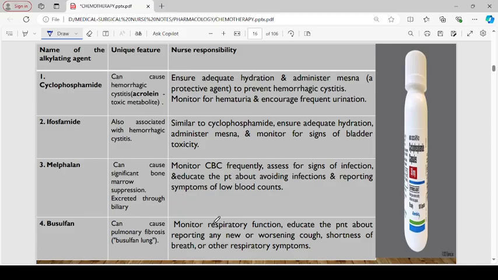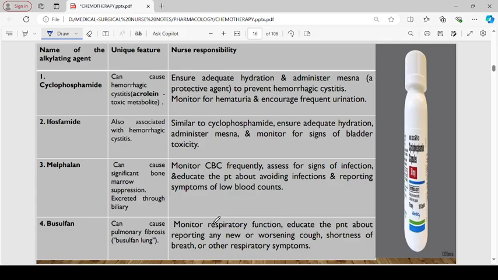So I think at this time I want us to look at some of the examples of alkylating agents, starting with the one that we have really mentioned, cyclophosphamide. The only problem with this cyclophosphamide is that it can cause hemorrhagic cystitis, and this is because of the acrolein toxic metabolite. So what can you do as a nurse when you're giving out this drug?